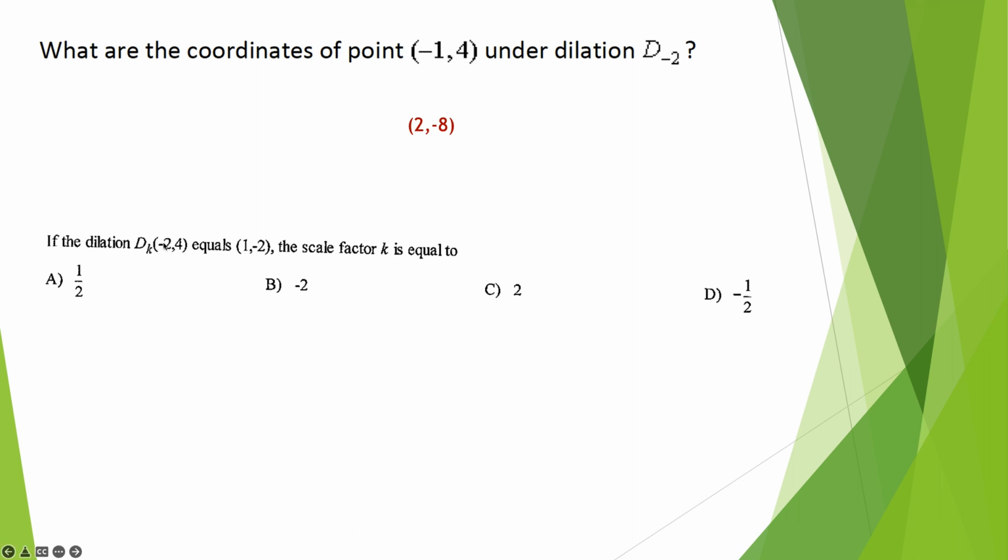Next, if the dilation D sub k, negative 2, 4 equals 1, negative 2, the scale factor k. The scale factor is always what we called down here. So on the previous problem, the scale factor was negative 2. So we want to know what's the scale factor here. If we go from negative 2, 4 to 1, negative 2, what's the scale factor? It's a half, right? Negative a half, actually.